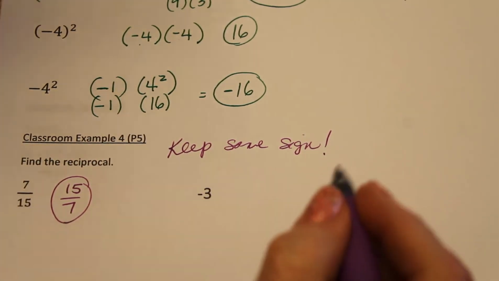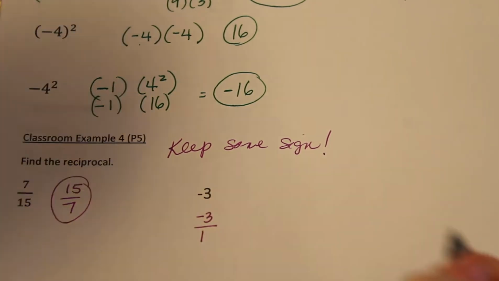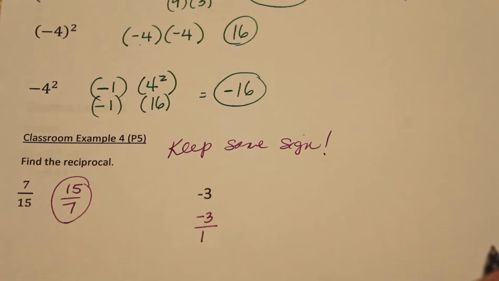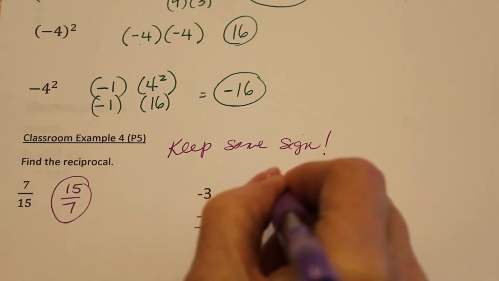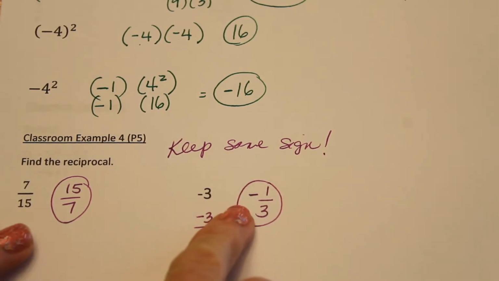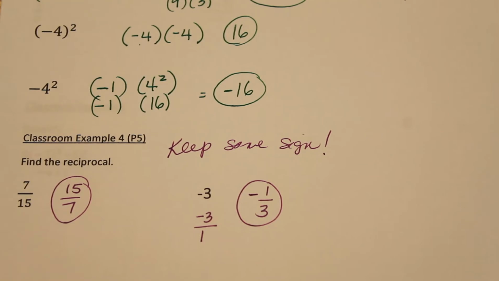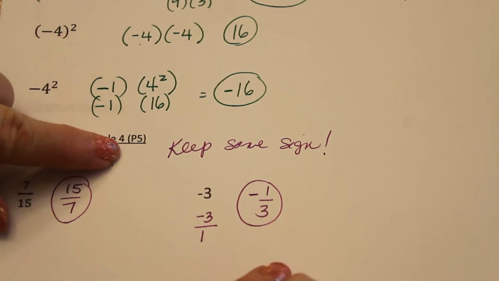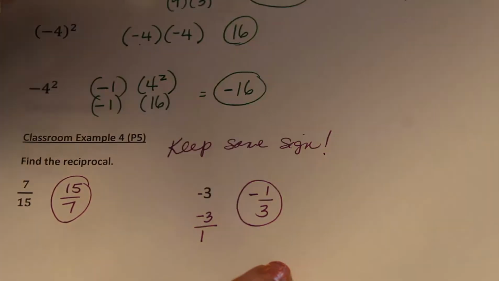All right, so what's the reciprocal of negative 3? That's really like negative 3 over 1. So the reciprocal of negative 3 over 1 is going to be negative 1 over 3. You keep the sign, but you swap numerator and denominator. So take a moment and try practice 5 on your own, finding the reciprocal of a number.